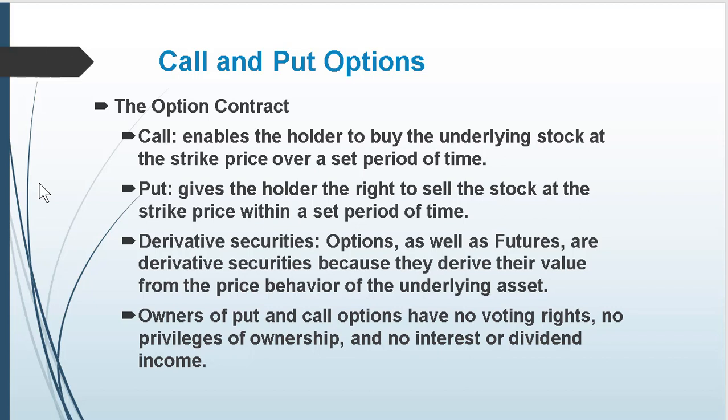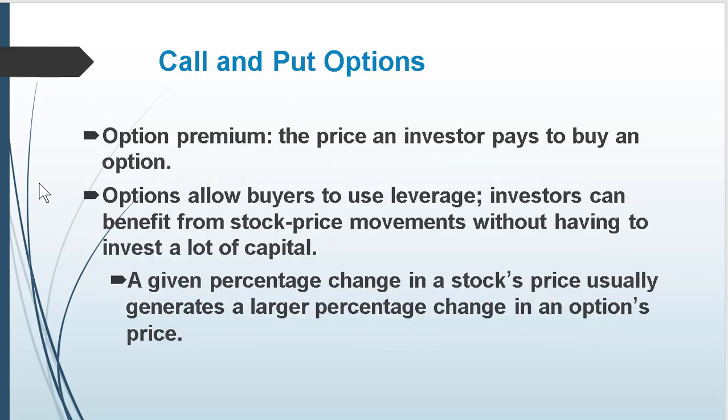Now, the owners of puts and calls, people that buy these, have no voting rights. They have no ownership in the company. They don't get interest and they don't get dividend income. All you are purchasing is the right to act in the future. So the option premium is what we refer to as the price to buy the option. That's equivalent to saying the stock price; that's what we refer to as the option premium.